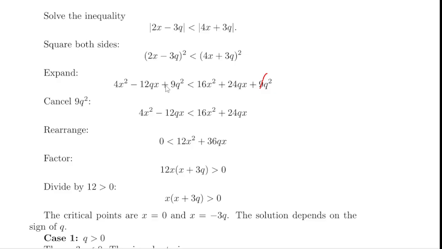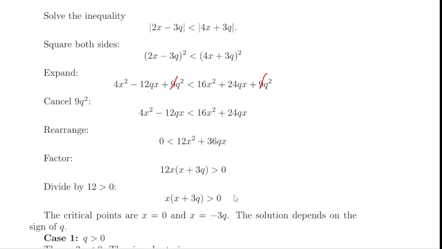The 9q squareds are going to cancel, and we have 4x squared minus 12qx is less than 16x squared plus 24qx. We'll move everything to the right side. So we have 0 is less than 12x squared plus 36qx. And then we can factor out 12x from both and have x plus 3q multiplying that. Then we can divide by 12 and have x times the quantity x plus 3q is greater than 0.